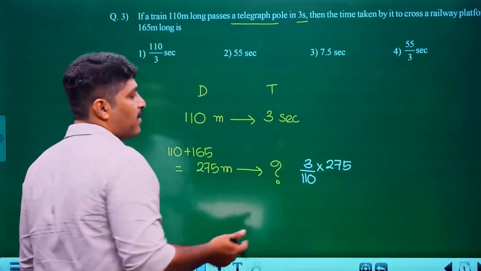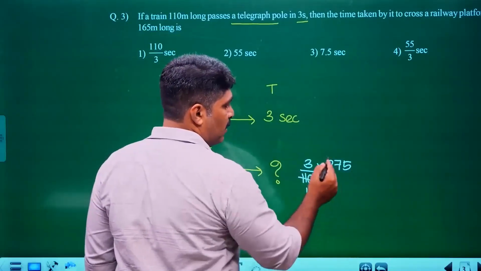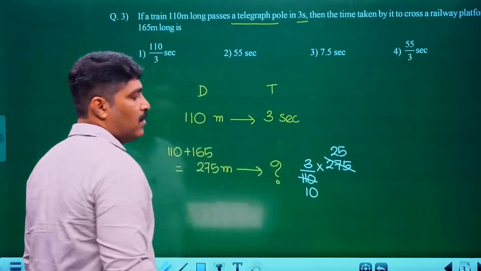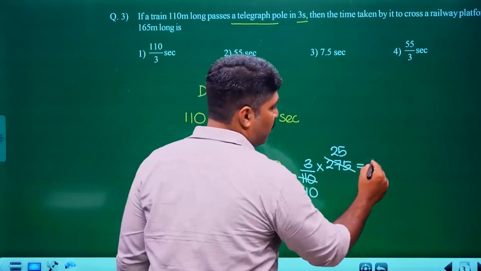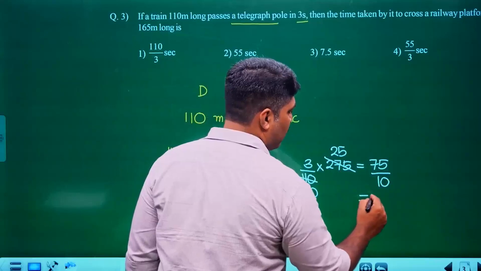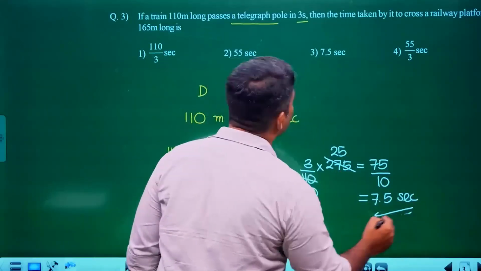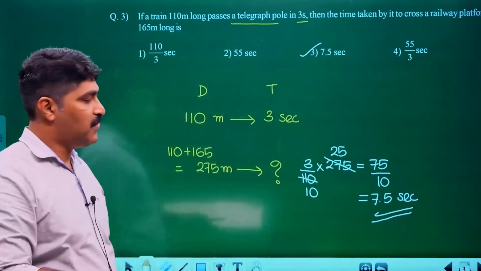So then here we can do the simplifications. Here 11 into 10. And this is 25 into 11. Then further simplifying, 3 into 25 will be equal to 75. So this is 75 by 10. What is the value here? That is equal to 7.5 seconds. And the answer is option 3, 7.5 seconds.